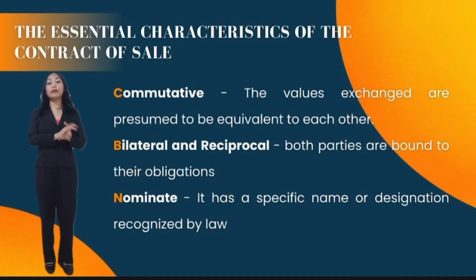Fifth, the contract is both bilateral and reciprocal. It is bilateral because it involves two parties who are mutually bound. It is reciprocal because the obligations of one party correspond to the obligations of the other. The seller is obligated to deliver the object, while the buyer is obligated to pay the price. And lastly, the contract of sale is nominate, meaning it is recognized and specifically named under the law. It has a defined legal identity and is governed by specific provisions in the Civil Code.